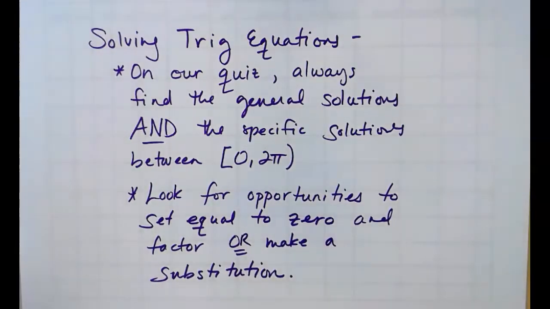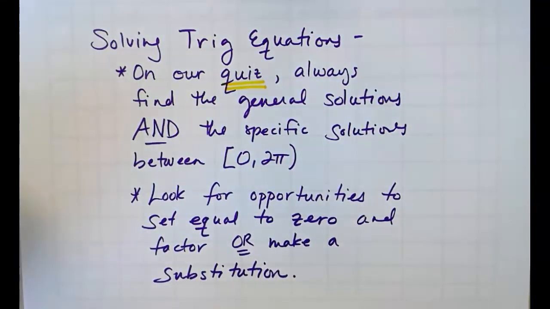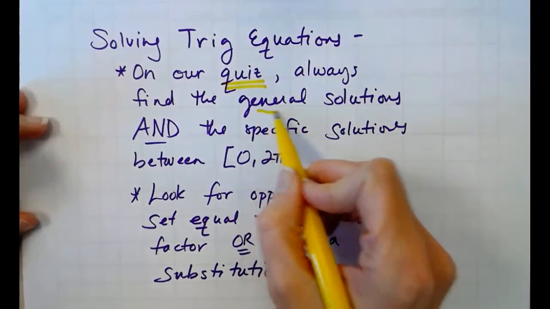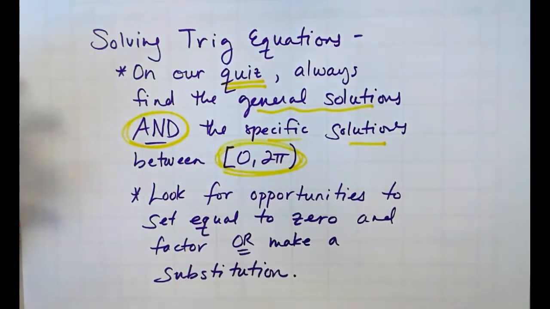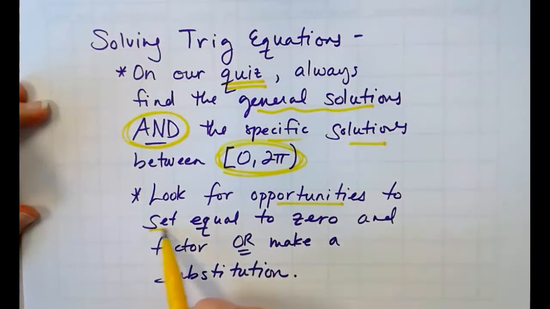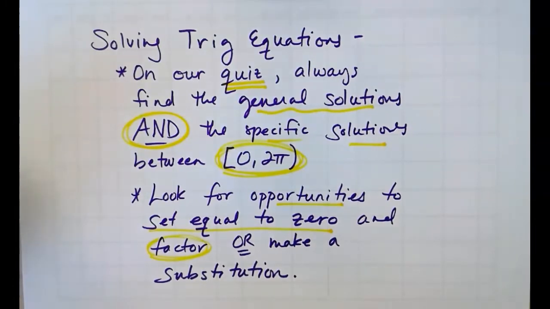Solving trig equations. Just very quickly to reiterate two critical points here on our quiz, and basically you have seen me do this every single time in class. I want to know the general solutions and the specific solutions within this interval. I want both in writing every single time. Another thing to remember, we're going to look for opportunities to set equal to 0 and factor. This is always a good option no matter what we're doing. Or we're going to look for an opportunity to make a substitution.